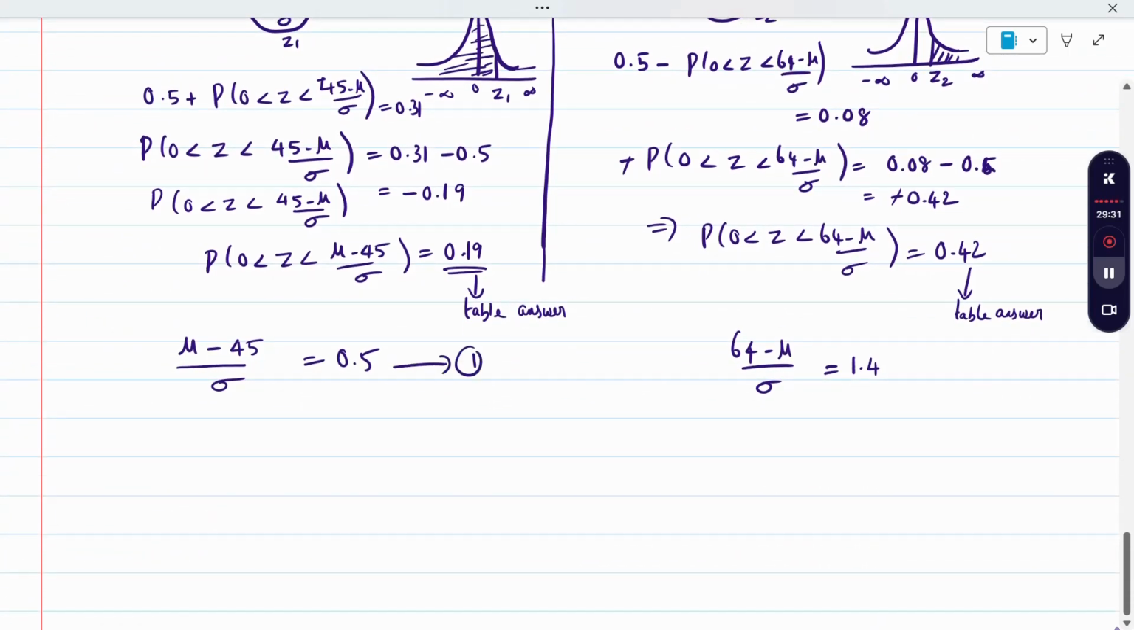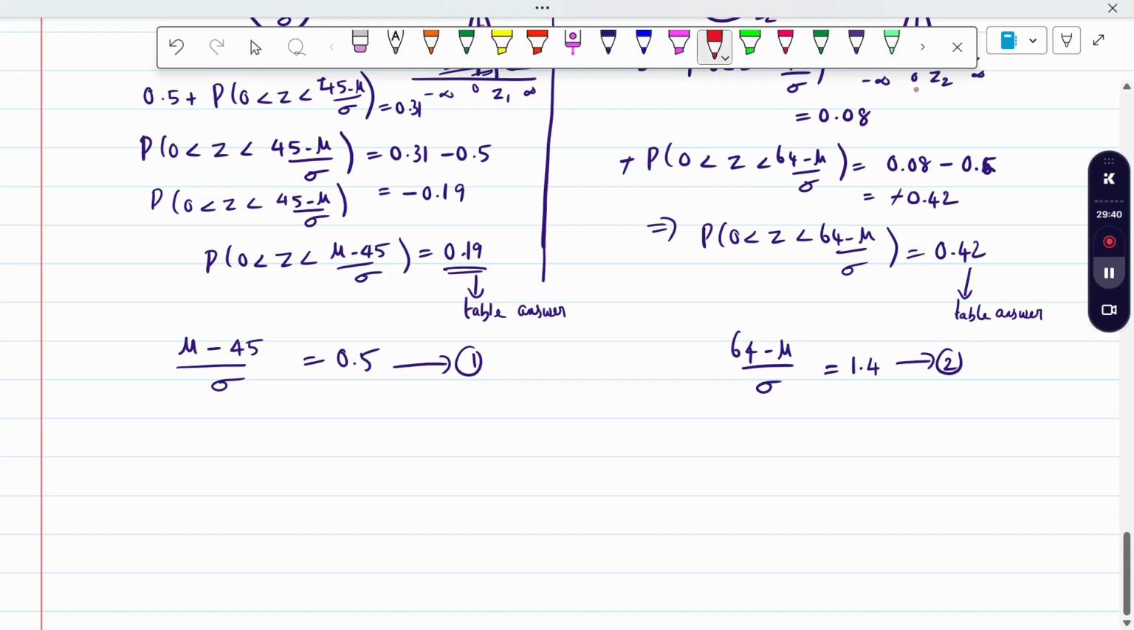Solve this equation. Both we have to solve, as 1 and 2. We will be finding mean and standard deviation. Your problem will be completed. So when I solve it, mu minus 45 equal to 0.5 sigma, so minus mu plus 64 equal to 1.4 sigma, second equation. Solve this both. So when I solve it, 1.9 sigma equal to this answer divided by 1.9.